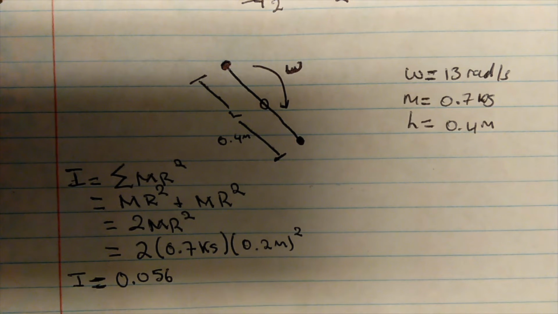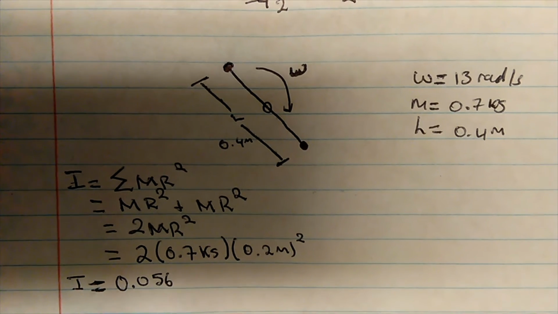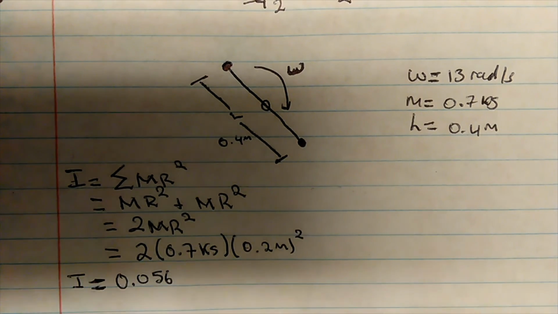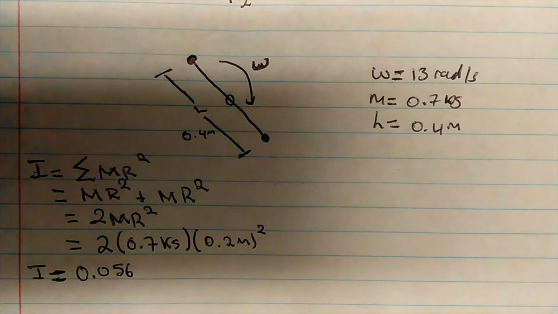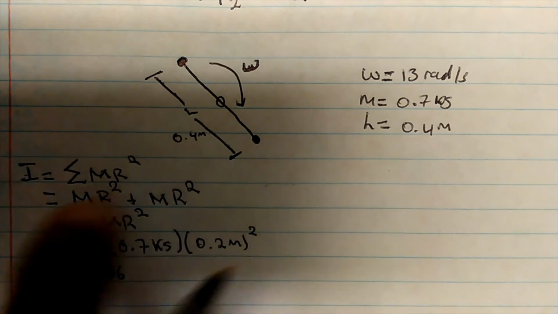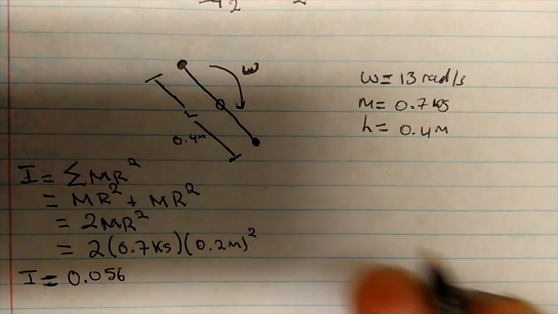Now we don't care about the units right now. We just want to care about the fact that we got the right answer, because we're going to do more than this. We're not just going to stop at the moment of inertia. So there goes my moment of inertia. Now there's another way of actually doing this. I could actually just plug in the numbers right here, and I'll still get 0.056.